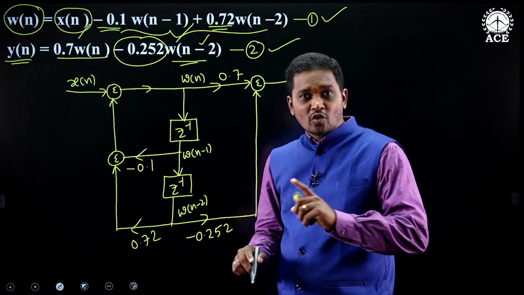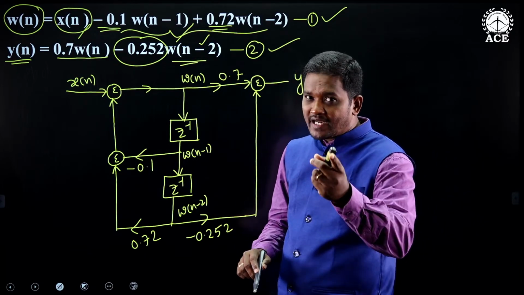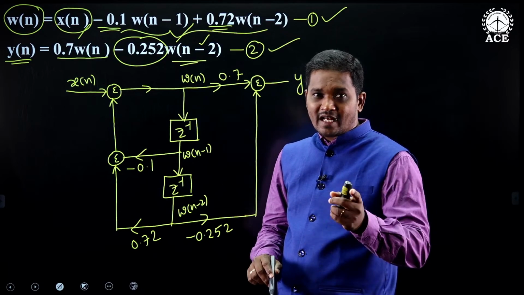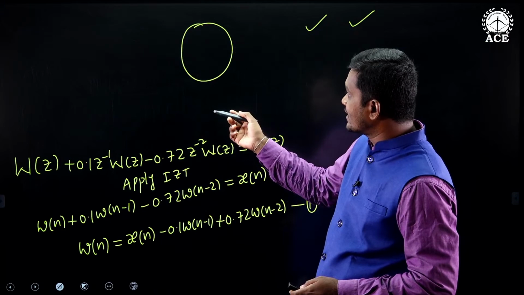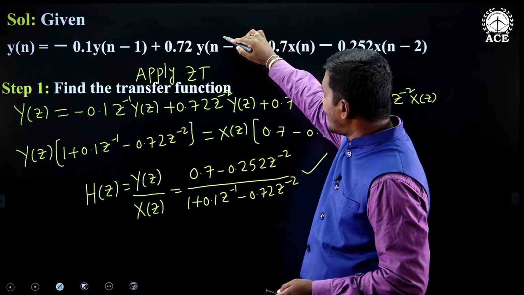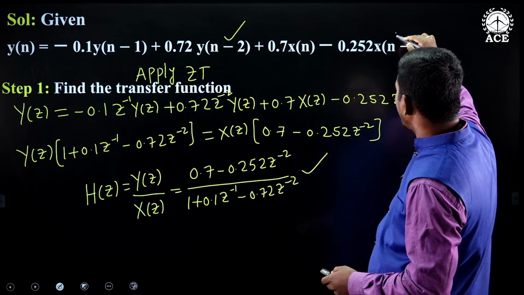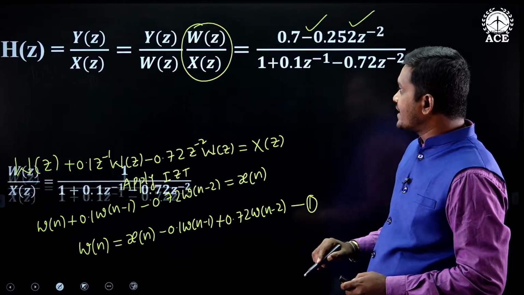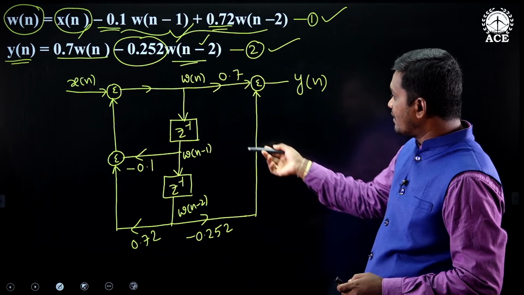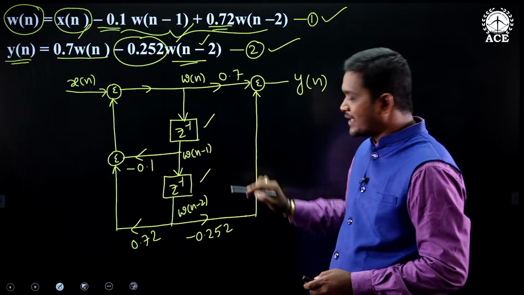To implement the same system, how many delay elements are required in direct form 1? Maximum delay in the output is 2. Maximum delay in the input is 2. How many do you need? 2 plus 2, 4. But here, how many delay elements am I using? Only 2 delay elements.